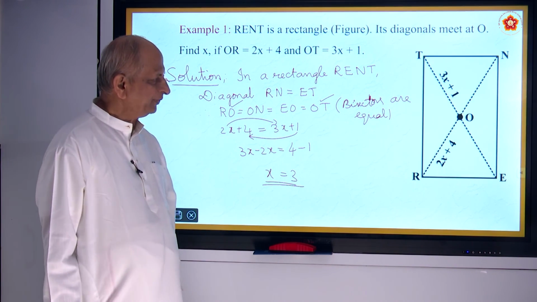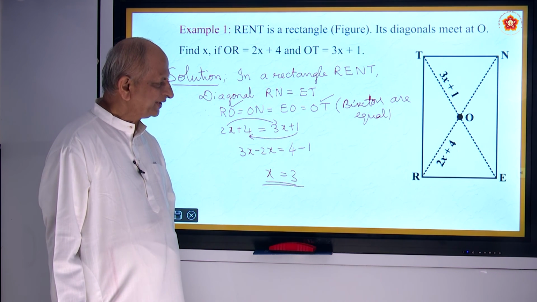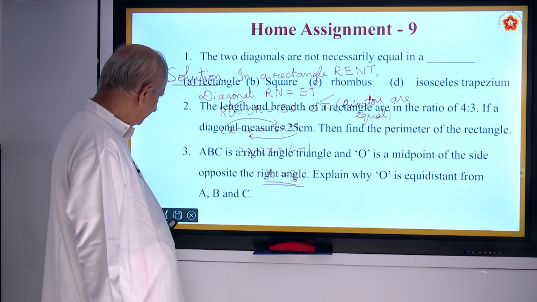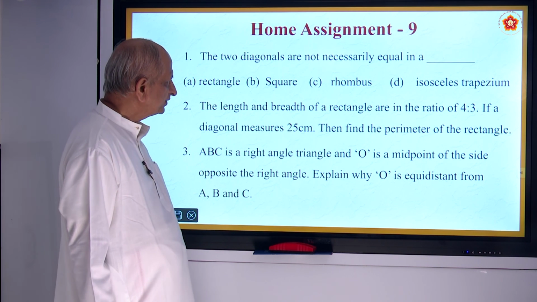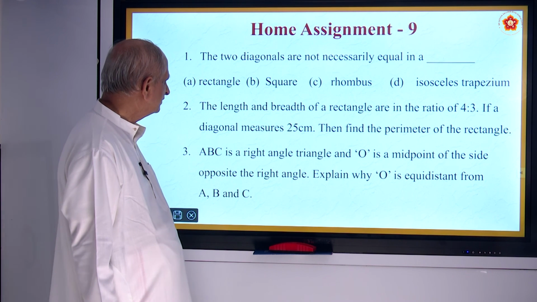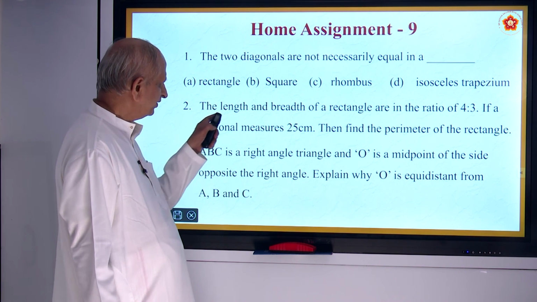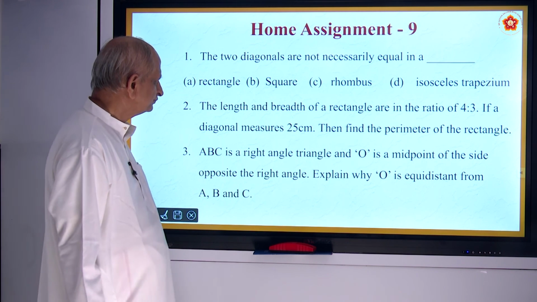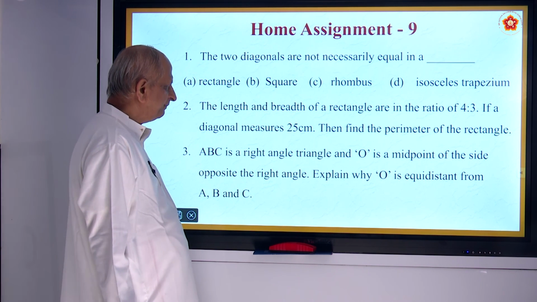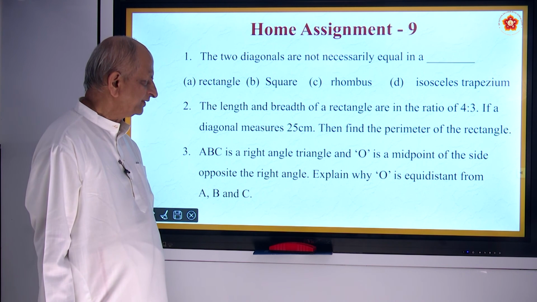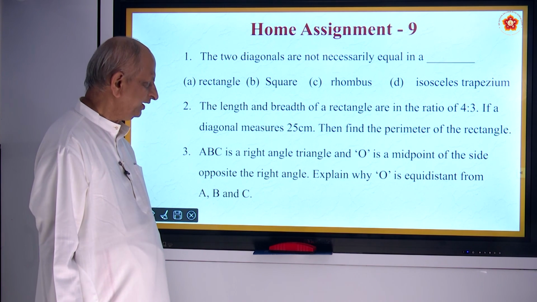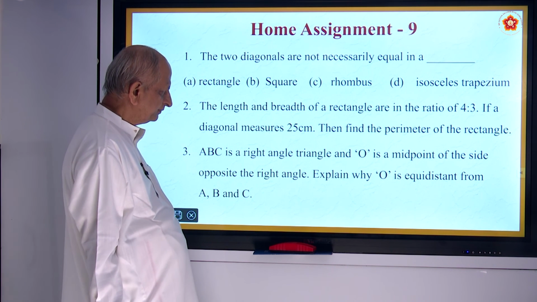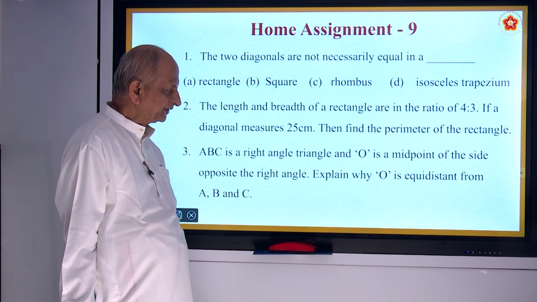Okay. Now we will pass on to the home assignment. What is the home assignment? The two diagonals are not necessarily equal in a rectangle, square, rhombus, isosceles trapezium. The second problem: the length and breadth of a rectangle are in the ratio of 4:3. If a diagonal measures 25 centimeters, find the perimeter of the rectangle.